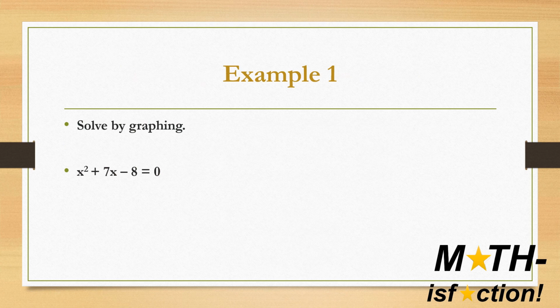Here is an example. Solve by graphing. x squared plus 7x minus 8 equals 0. Please pause the video to attempt on your own.